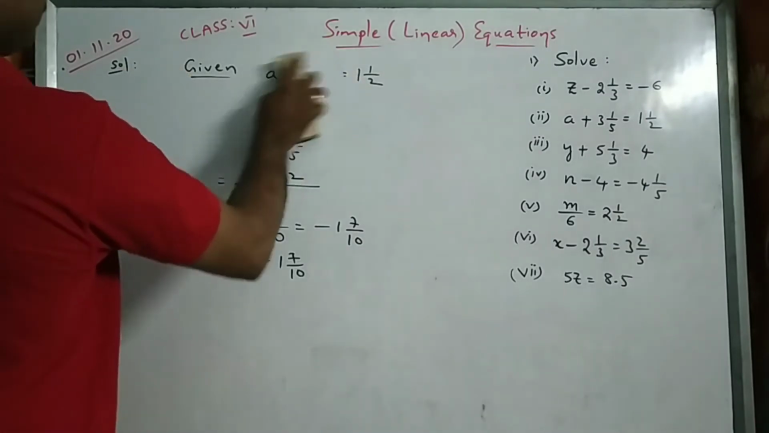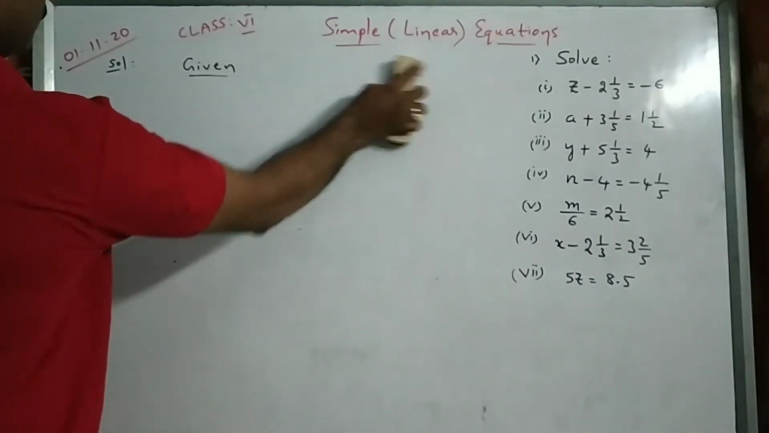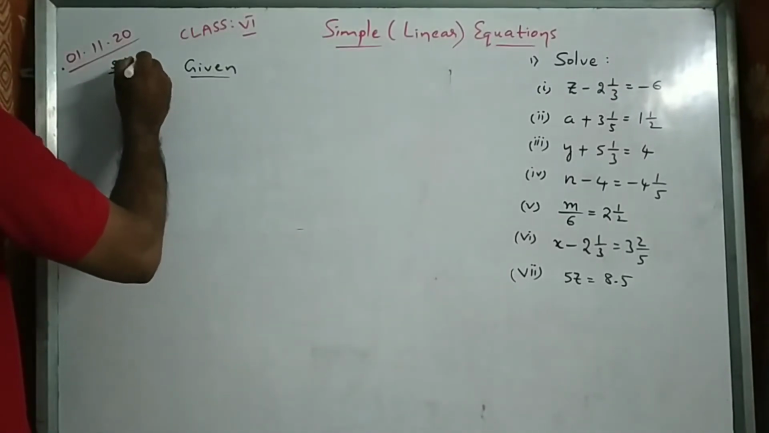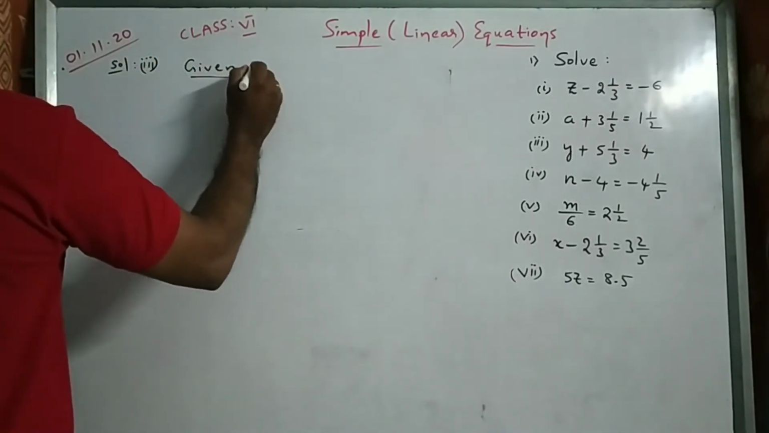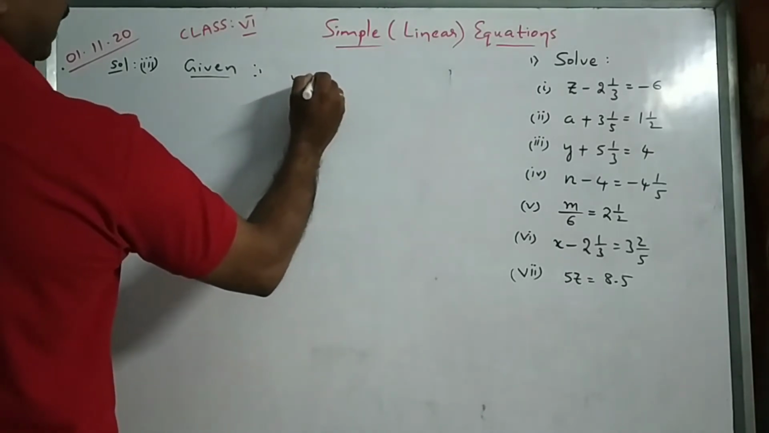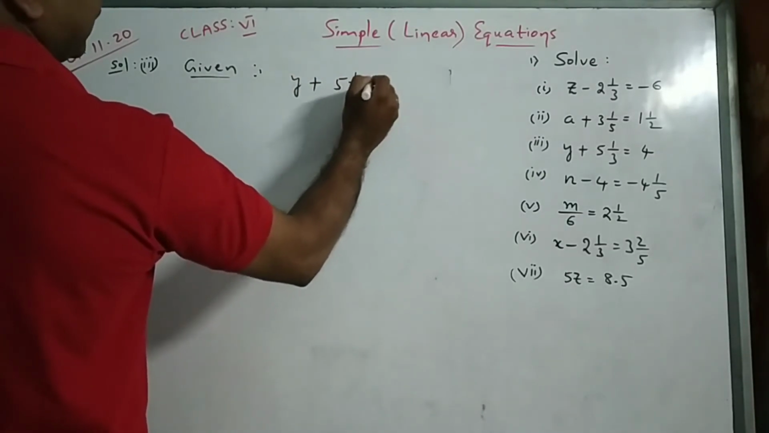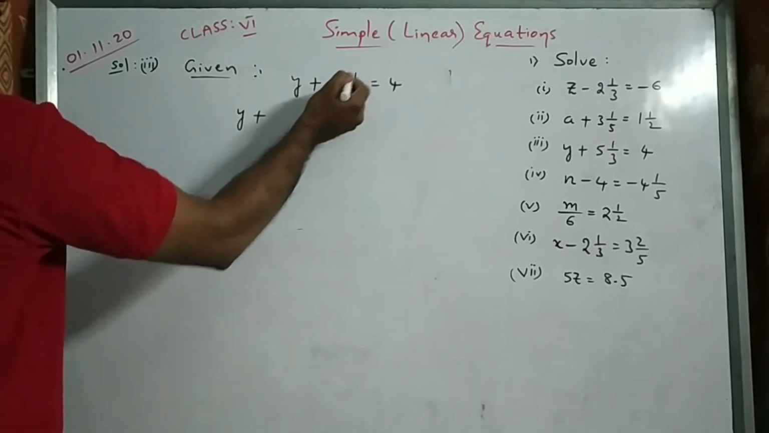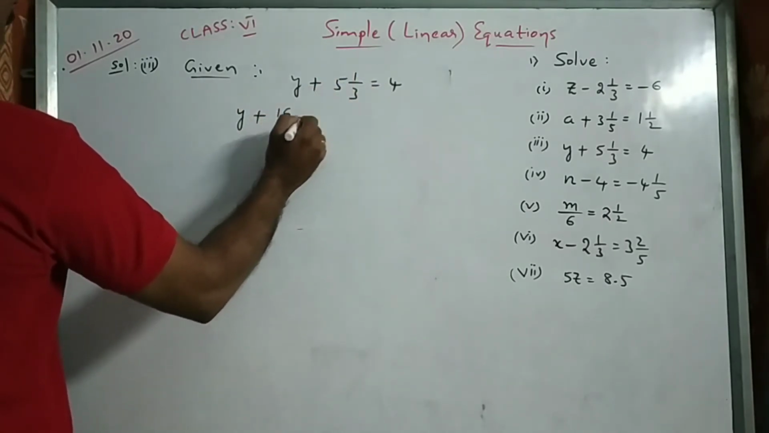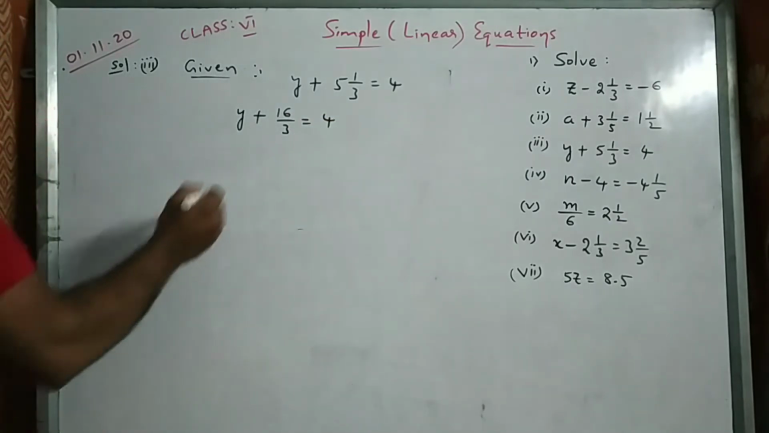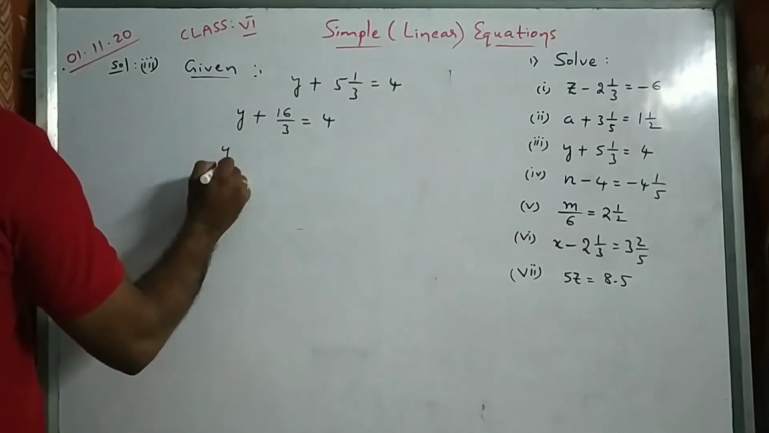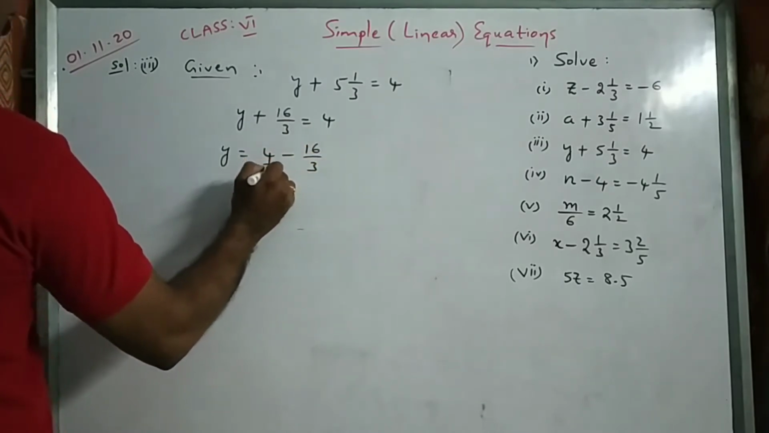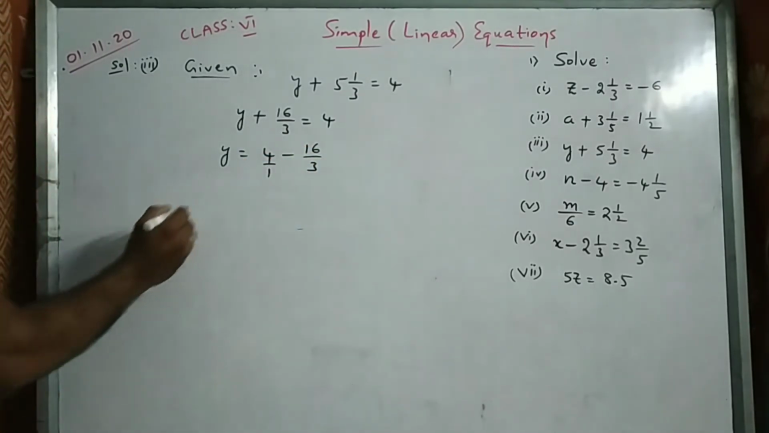Third question is y plus. What is the variable here? Y plus 5 1 by 3 is equal to 4. Y is the variable. 3 5s are 15 plus 1, 16 by 3 equal to 4. Shift this term to that side. Y is equal to 4, a plus term will be a minus term. By, if there is nothing, we can take 1.